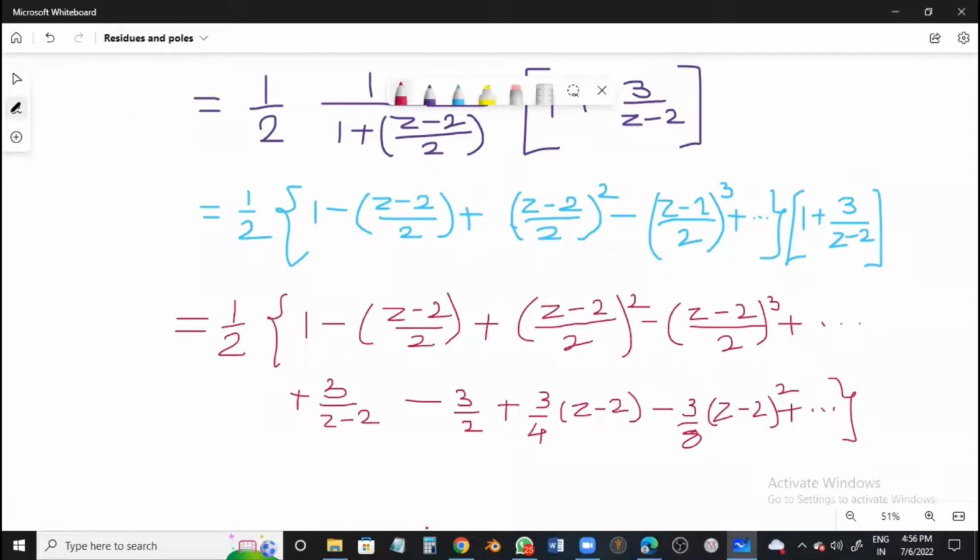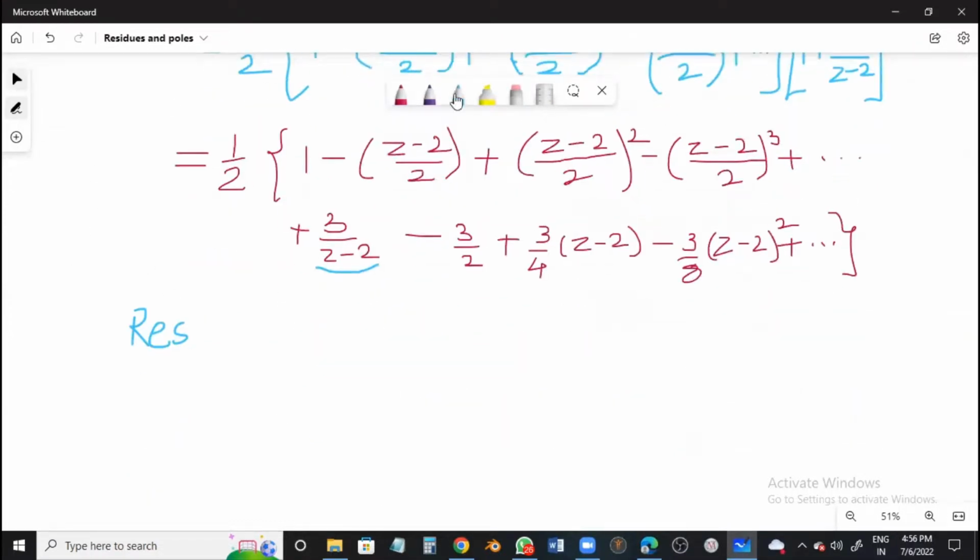Now I have just to collect the terms, but I'm not interested in all of them. What I'm interested in is simply the coefficient of 1 upon z minus 2. What is the coefficient of z minus 2? There is a single term with z minus 2 in the denominator, as you're watching, so its coefficient is 3 by 2. So the residue of f of z at z equal to 2 is equal to 3 by 2.